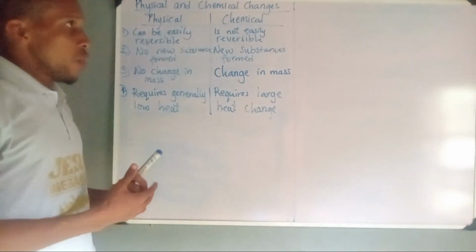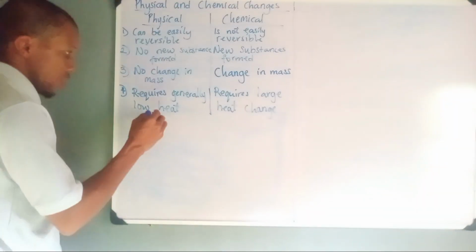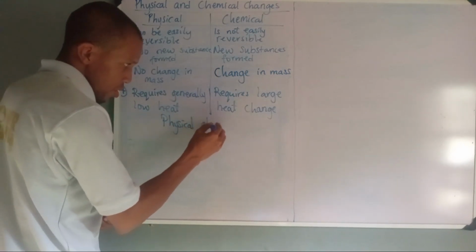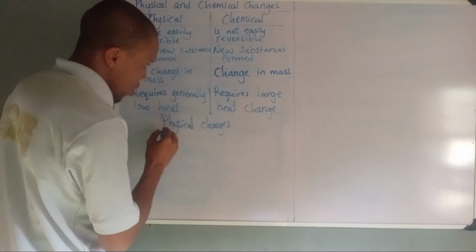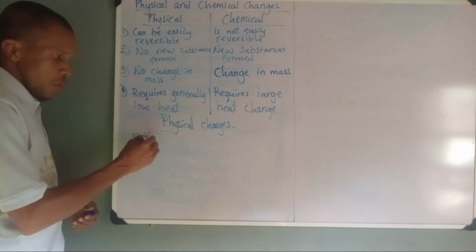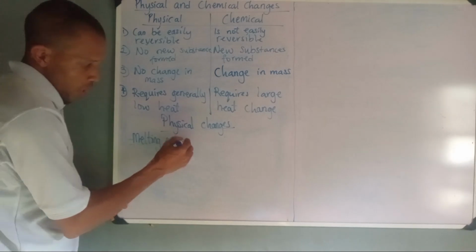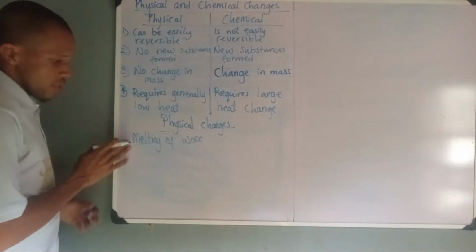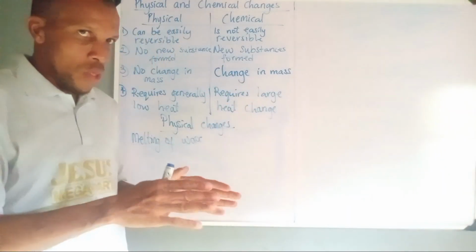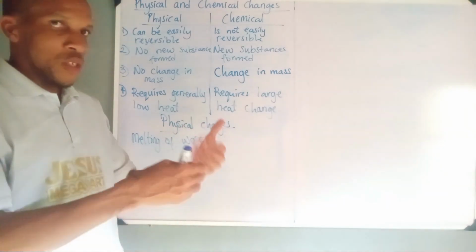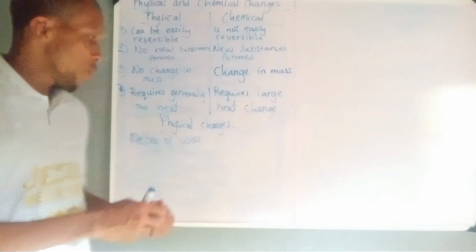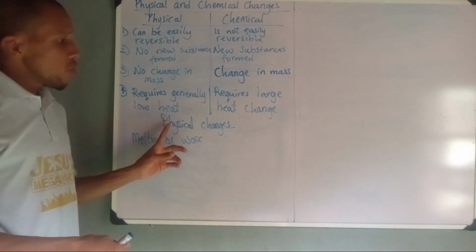Okay, so can we mention some examples of physical changes? Talking about physical changes, we already know, for example, melting of candle wax. When you look at candle wax, when you heat it, it melts as a candle burns, but when it cools, it solidifies, becoming what it used to be. It remains what it is. Whether the wax is in solid form or in liquid form, its identity doesn't change.